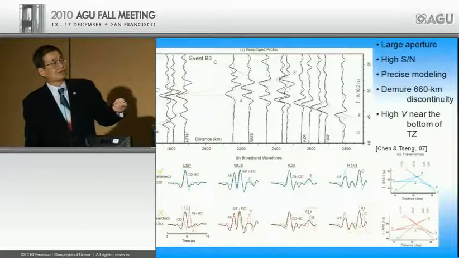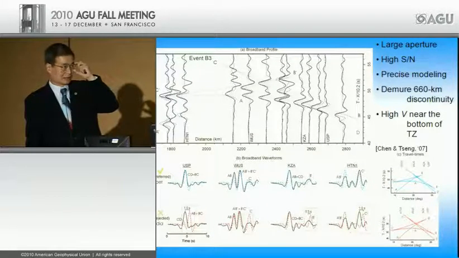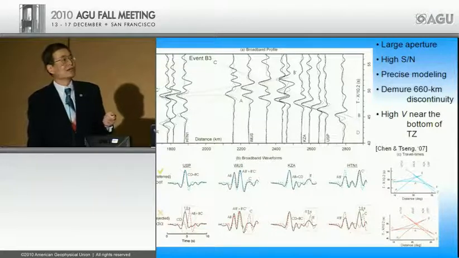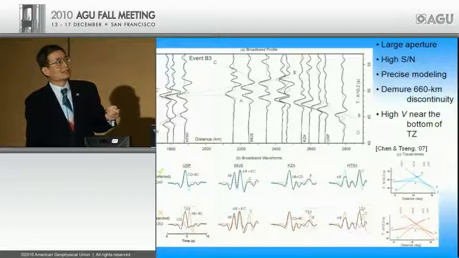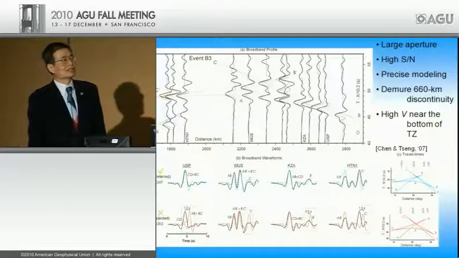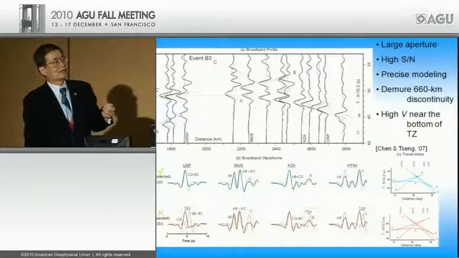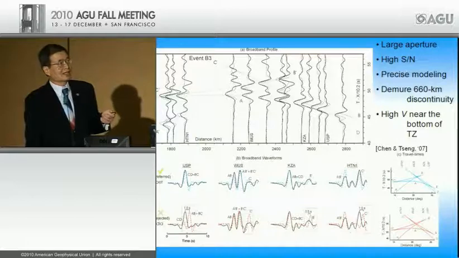This is a bunch of seismograms covering a distance over 1,000 kilometers. We are sampling the transition zone under Tibet, and this is time, and the solid traces are the observed seismograms, and the dashed traces are synthetic seismograms. And I have put in those bow ties. This one is associated with 410. The other one is associated with 660 to guide you.